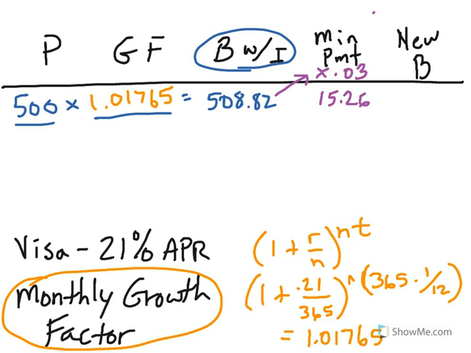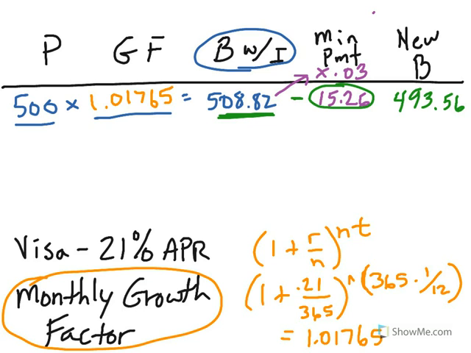What I need to do now is figure out what happens after I send that in. So if this is all they're asking for, I'm going to subtract that from what I owe them. Remember, this is what you owe them now with interest. And when I subtract those, I get a value of $493.56.